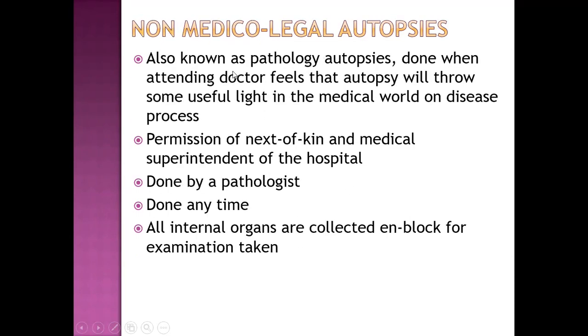Non-medico-legal autopsies are also known as pathology autopsies. It is done when attending doctor feels that autopsy will throw some useful light in the medical world on disease process. Permission of next of kin as well as medical superintendent is required. It is done by pathologist and it can be done anytime in 24 hours. All internal organs are collected and blocked for examination.